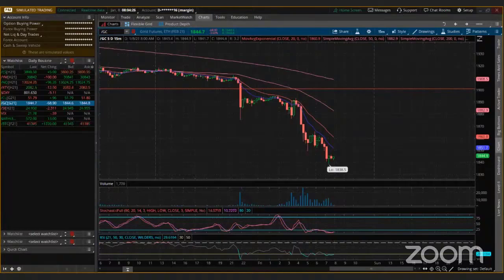Algorithms have taken over to a certain extent, and now we're back into that discussion long term of the 200-day moving average.